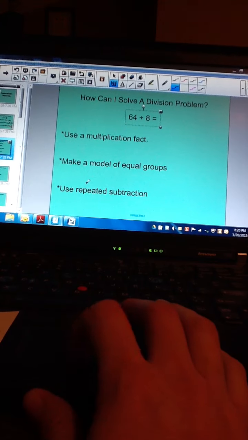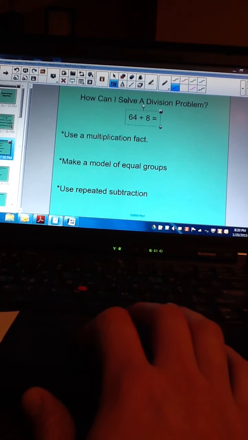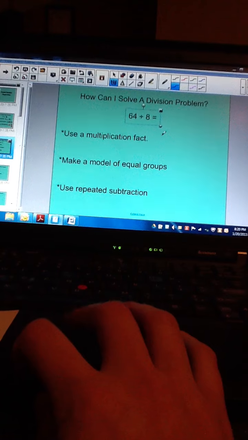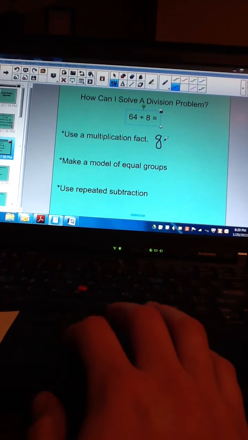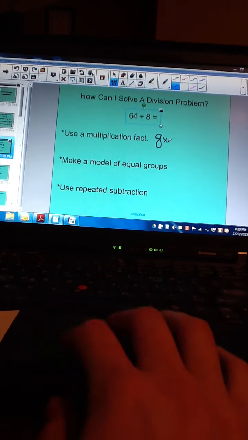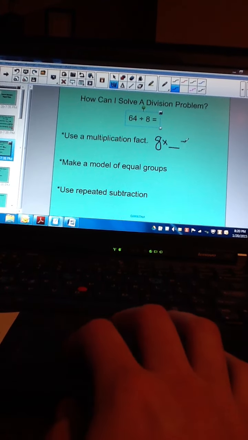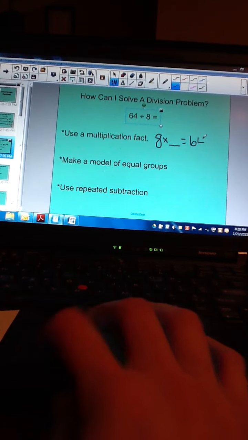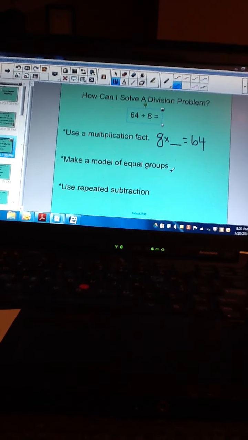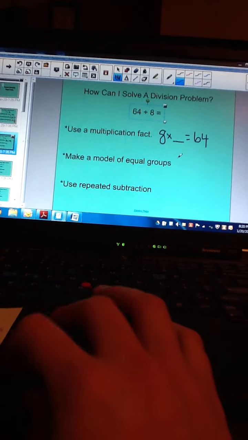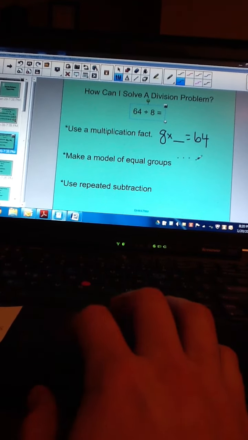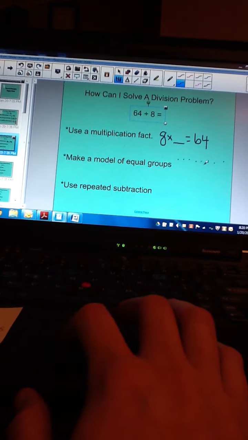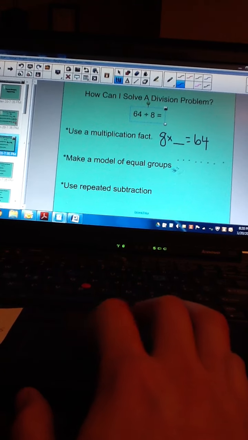I want you to choose one of those 3 strategies and see if you can solve 64 divided by 8. If you use a multiplication fact, remember you need to say 8 times what number would get me to 64. If you decide to use a model or make an area model, you would put 8, 2, 3, 4, 5, 6, 7, 8 dots in each row, or 8 X's, or whatever you wanted to use, and continue to put 8 in each row until you got to 64.